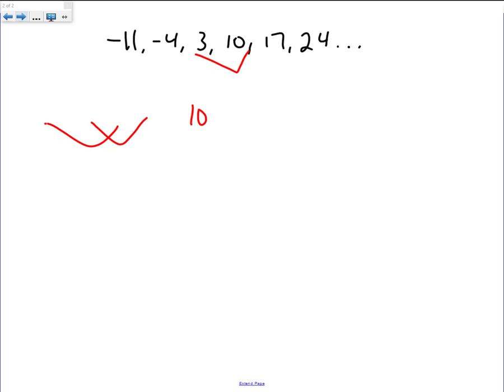So I'm going to write 10 and I'm going to subtract the number just in front of it. So I have minus 3 and I get a positive 7. What did I just find? The common difference is 7.